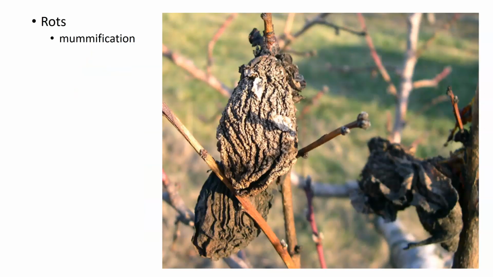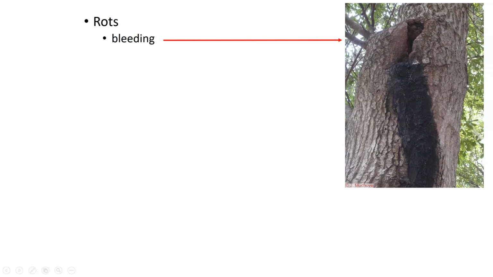We have mummification. Mummification often occurs on certain types of fruits where you get a rotting of it. It is such a rot that it all dries down and it turns into this very nasty looking mummy. This will conserve the pathogen from one year to the next. Another type of rot we might talk about is a bleeding. This is also called slime flux.